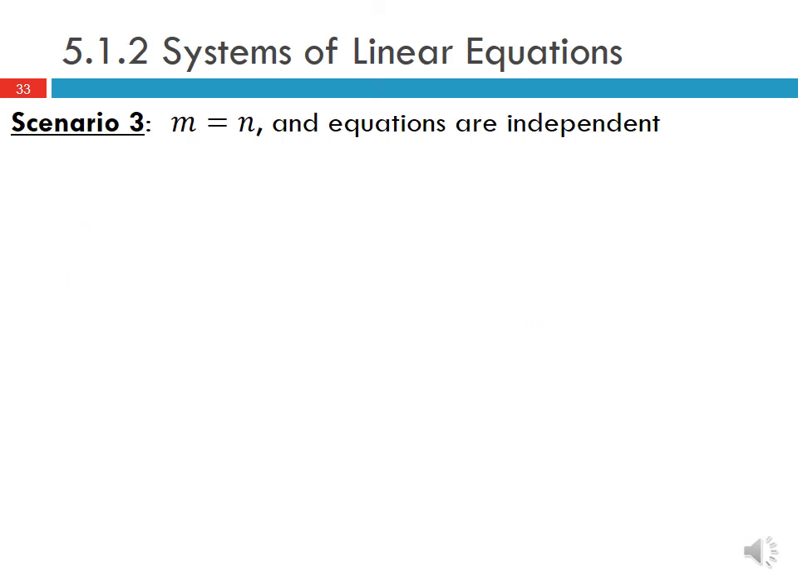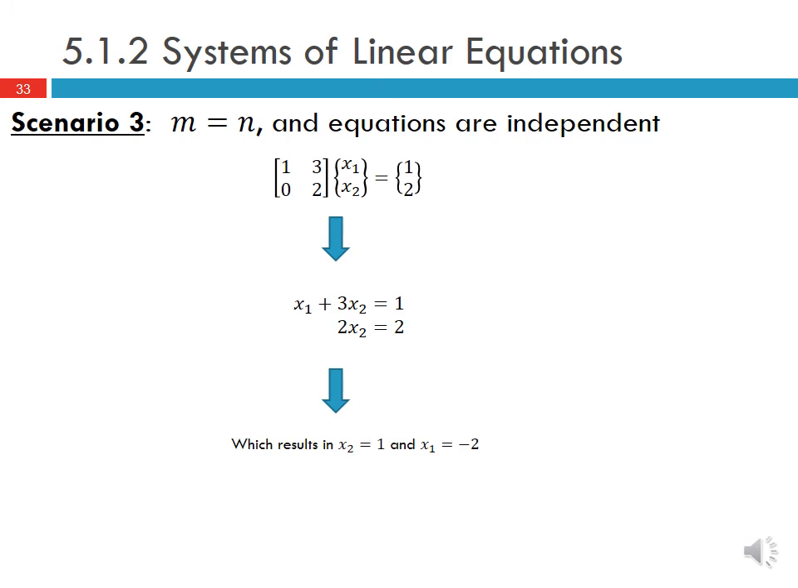So let's see an example. We've got m equals n, and the equations are independent. So I've got two equations and two unknowns. I can write out my equations, x1 plus 3x2 equals 1 and 2x2 equals 2. And this results in x2 equals 1 and x1 equals negative 2. So a unique solution exists. There are no infinite possible solutions, and there's no contradiction.